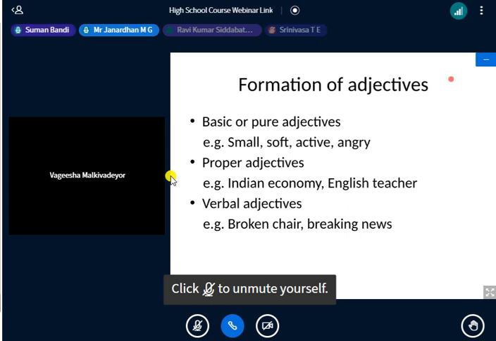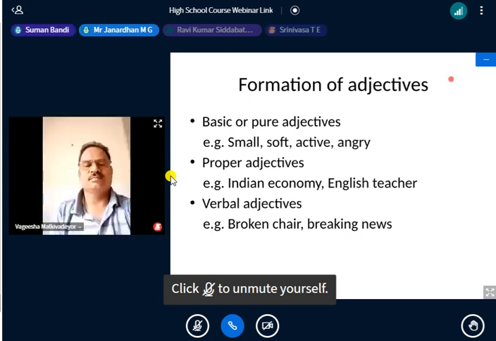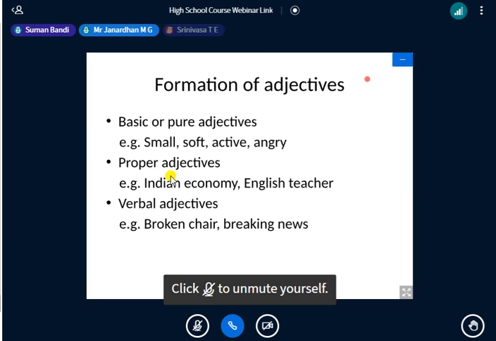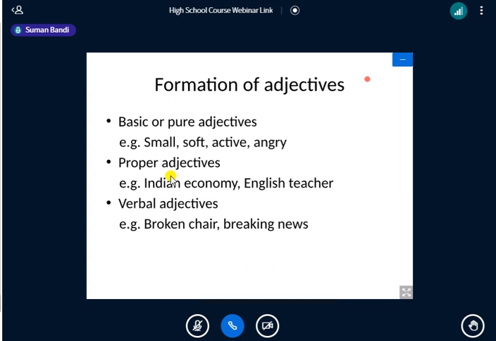Okay. This is something just for your information, that's all. This is not related to teaching, learning. But then, as teachers, as I said, we need to have a little better technical knowledge. So most of the adjectives which are basically adjectives, we can call them pure or basic adjectives. Most of the adjectives we use fall under this category. Tall, soft, angry, smart, intelligent, short, all these are basically adjectives.